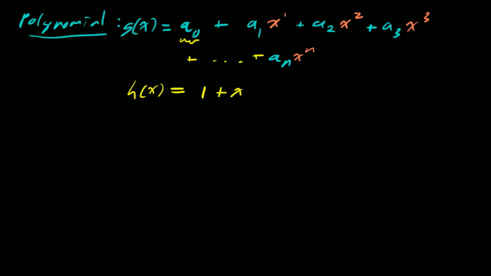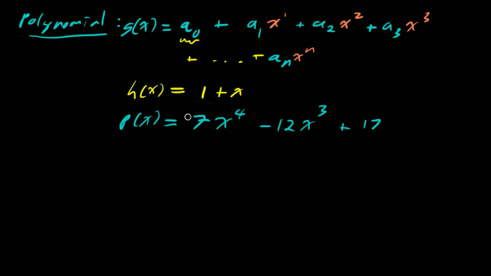Another example of a polynomial, let's say p of x is equal to 7x to the fourth minus 12x cubed plus 17. Again, this is an example of a polynomial. We've got powers of x multiplied by coefficients.